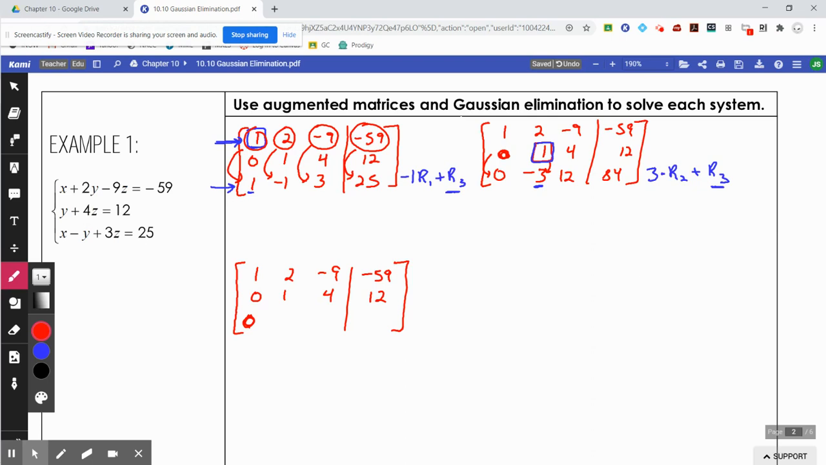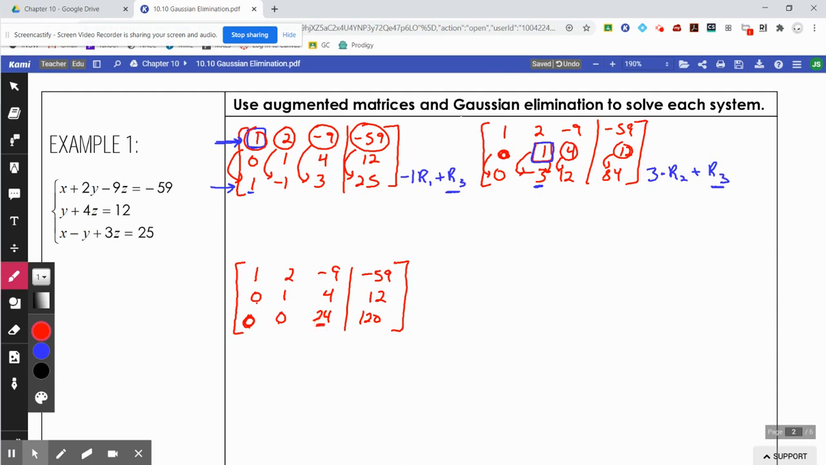Now I've got to multiply this by 3 and add it to that, and that gave me my 0 that I needed. Multiply this by 3 and add it to that. That's 12 and 12, which is 24. And then multiply this by 3 is 36, and add it to that gives me 120. Now I'm nearly done. I have my 1, my 0, my 0. I have my 1 here and my 0 here. I just need this to be a 1.